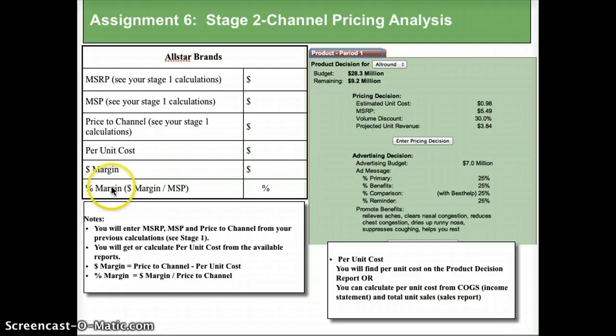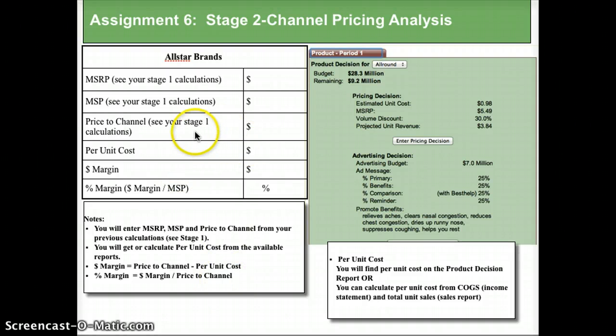Now I've changed this calculation here of the percentage margin. Oops, I didn't change it up here, so please forgive me. But on this table, on the PDF file, Interpretive said to calculate the percentage margin by taking the dollar margin, this number here, and dividing it by MSP. You can do that, but I'm suggesting that we go ahead and use the price to channel.